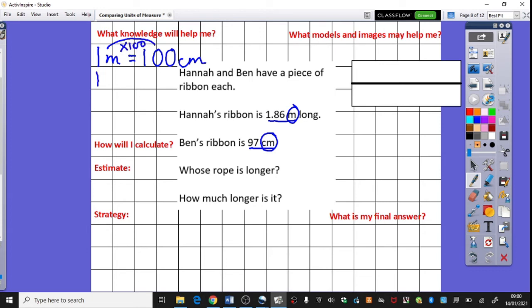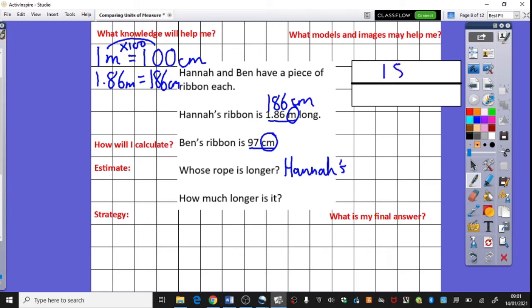So if I've got 1.86 metres, if I times that by 100, my 1 goes to my hundreds, I'm going to have 186 centimetres. So I can record here 186 centimetres. It's the same. Whose rope is longer? Oh, it's Hannah's again. Don't be fooled, it won't always be Hannah's, but Hannah's rope is longer this time. But it says again by how much longer.